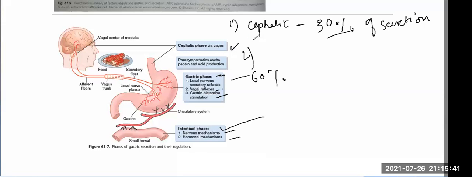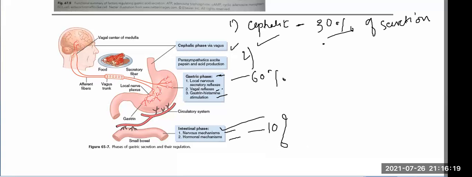I hope all these three phases are clear. The first is the cephalic phase, when you just see the food. The other is the gastric phase, when food enters the stomach and causes stimulation, and your stomach will start secreting. Now, when the food moves into your intestine, into your duodenum, you still have little gastric juice secretion, which is your 10%. And it is regulated by your nervous mechanism and your hormonal mechanism.